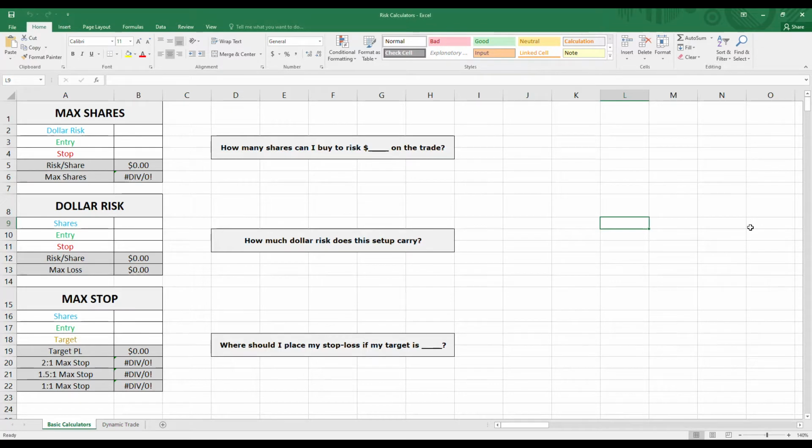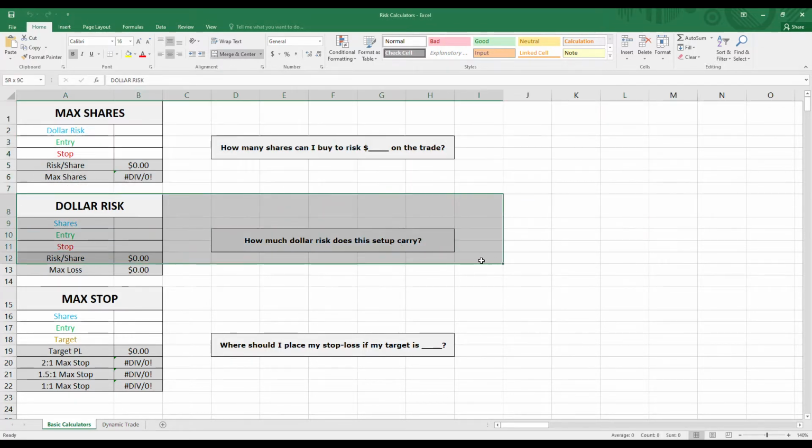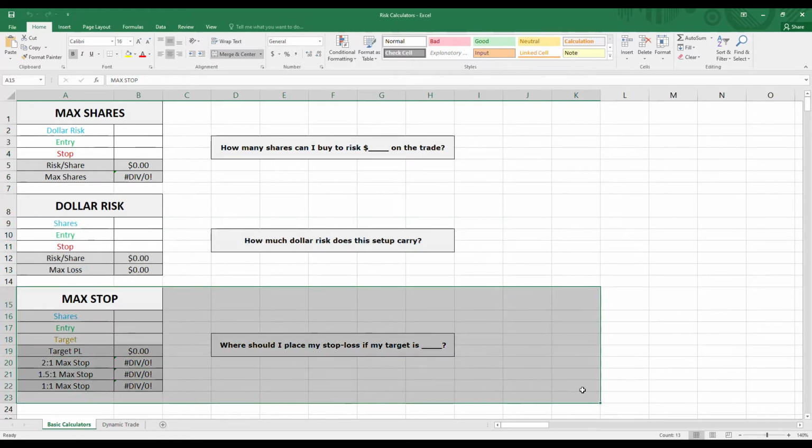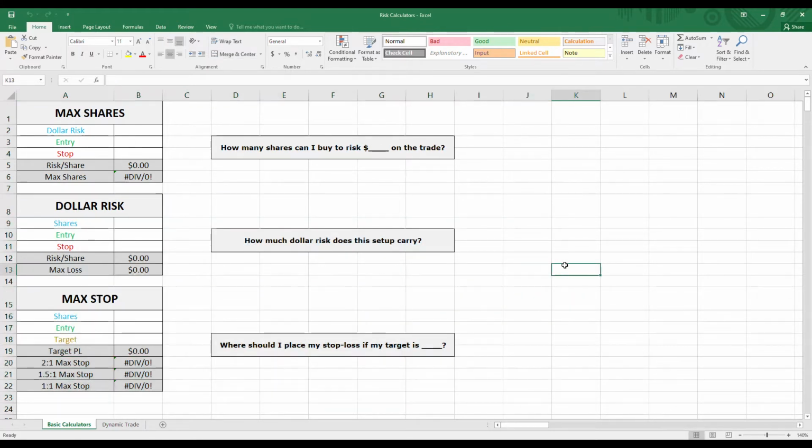So what I'm going to do is run through each of these three calculators, the first one here, the second one here, and the third one here. I'm going to give examples of how each one works and show the math that's plugged in, the formulas that make these calculators work. And once I'm done and you understand how these work, you're free to click the link in the description, which will bring you to the page where you can download this document and use it yourself.